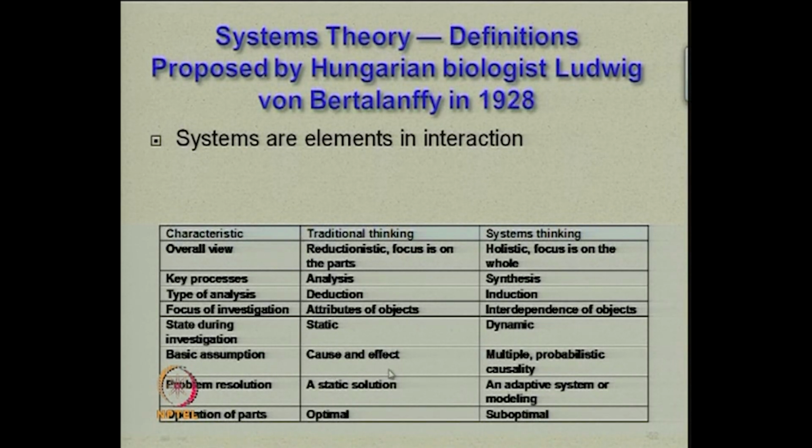Traditional thinking looks at cause and effect. Systems thinking looks at multiple probabilistic causality. Traditional thinking looks at a static solution. Systems thinking looks at an adaptive system or modeling. Traditional thinking looks at optimal. Systems thinking is also contending with the suboptimal. Again, neither of them are wrong. But you can clearly see that systems thinking is more sophisticated than traditional thinking. But again, the most sophisticated thinking may not work everywhere.